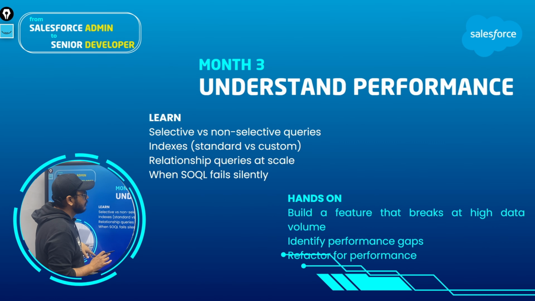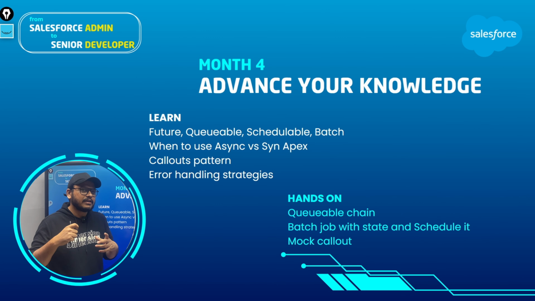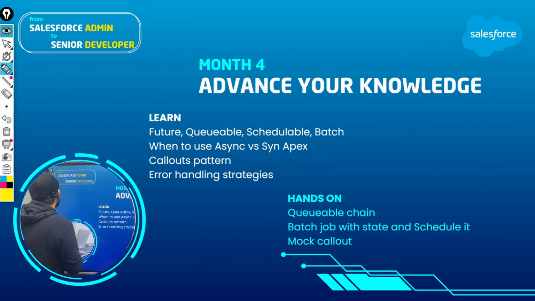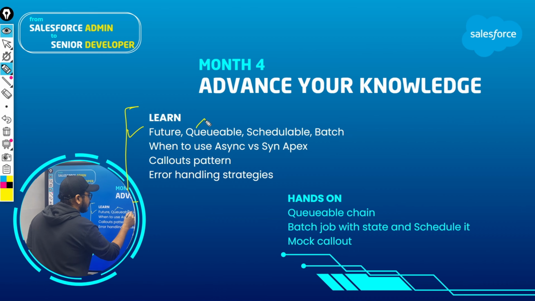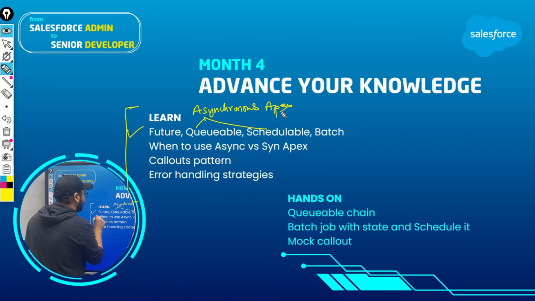Next would be your advanced knowledge on some of the concepts. So month 4 would include some of the advanced concepts like asynchronous Apex, integration, etc. You can start learning all the asynchronous Apex concepts. You have future method, queueable, schedulable, batch Apex.